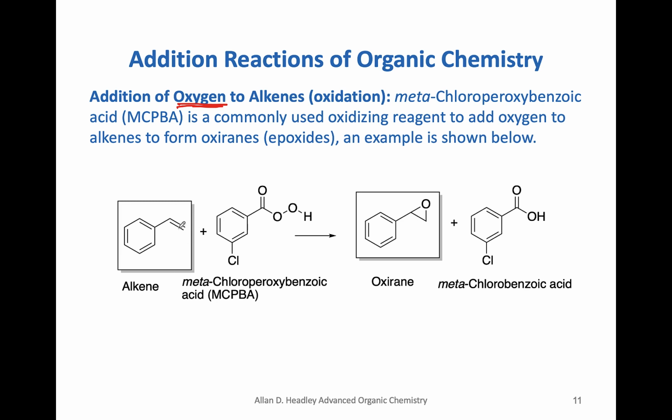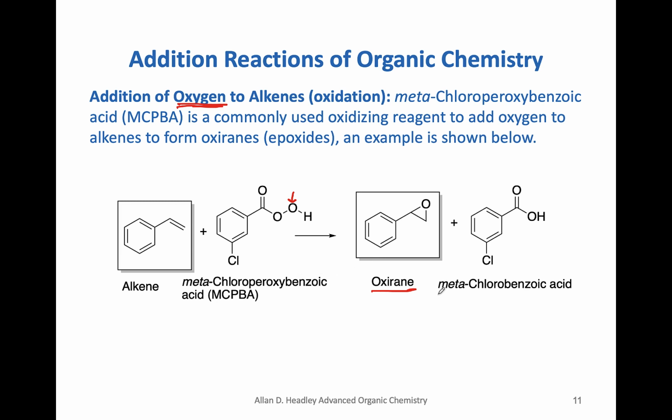If this reacts with metachloroperoxybenzoic acid, it's a peroxy acid or peracid. Why is that so? Because it has an extra oxygen here compared to benzoic acid. So that means that it can supply an oxygen to this double bond to form an epoxide, also known as an oxyrane. That's an IUPAC name for the epoxide, is an oxyrane.